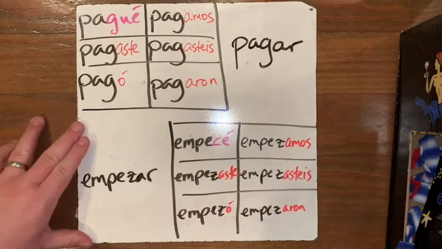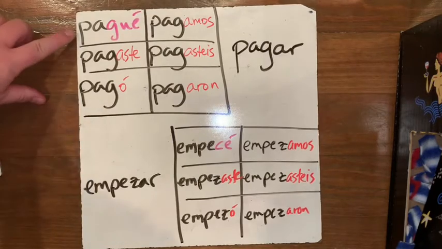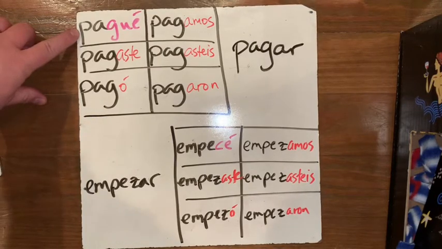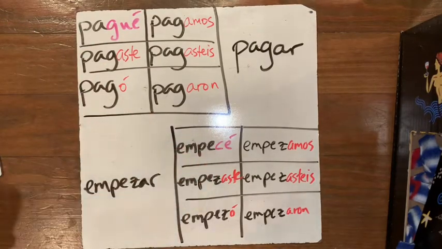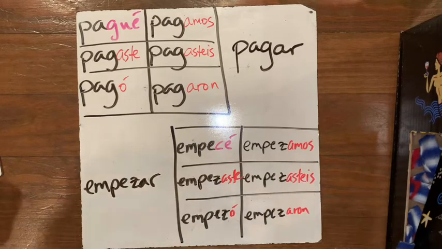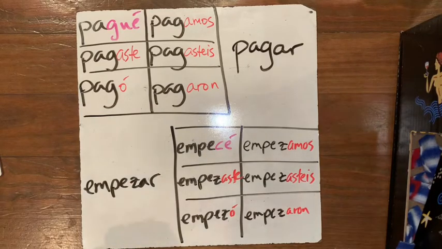And again, notice all of the forms are completely normal except for the yo form, where we did do that spelling change. And the best way to learn these 3 spelling changes, the QUE, GUE, and CE, is simply to memorize them. Now moving on, we're going to see a kind of spelling change that we have not yet learned.